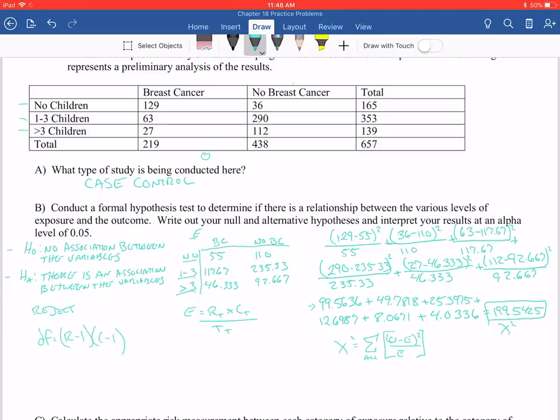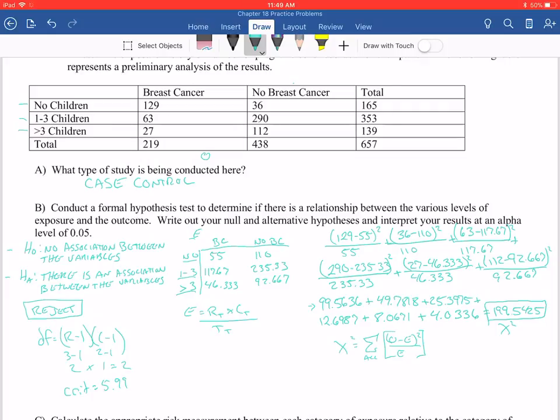When you go to the back of the book, you go to your table E for degrees of freedom. Remember, degrees of freedom is equal to rows minus 1 times columns minus 1. You have 3 rows, minus 1 is 2. Columns is 2, minus 1, which is 1. 2 times 1 equals 2. So your degrees of freedom is 2, alpha level 0.05, and you'll see that your critical value is 5.99.